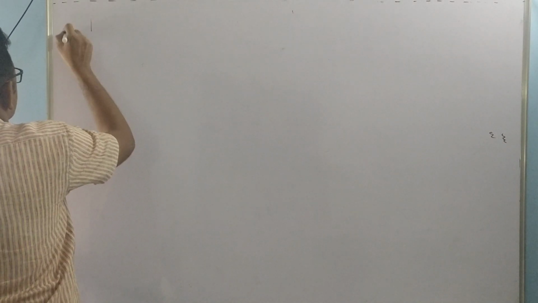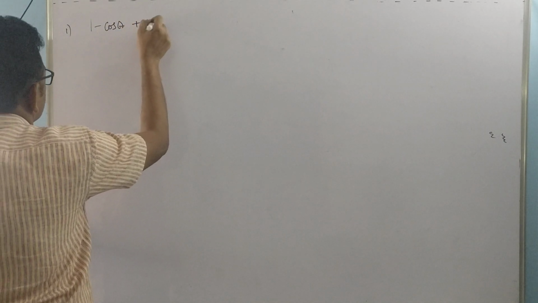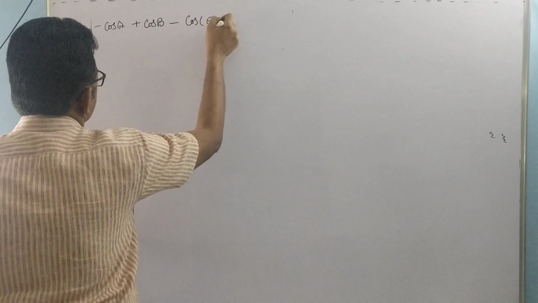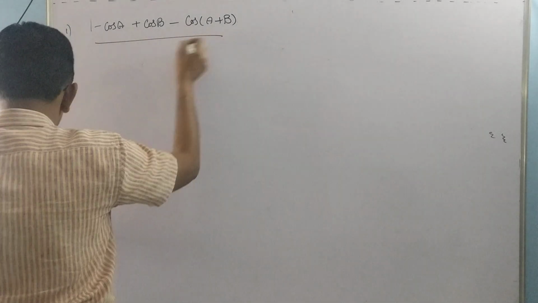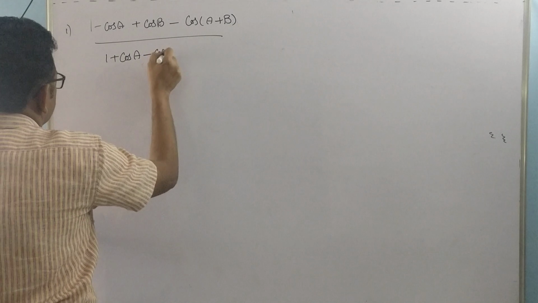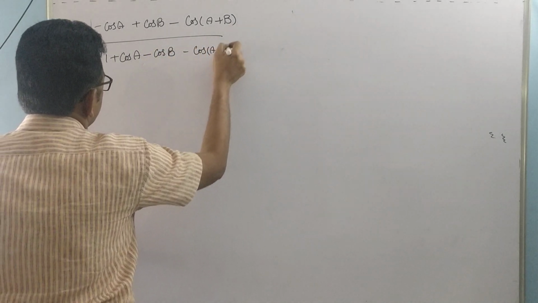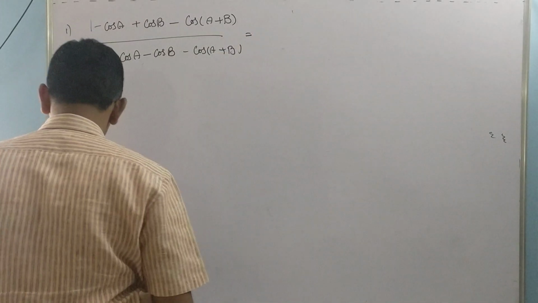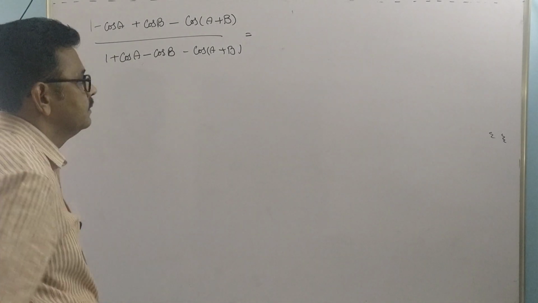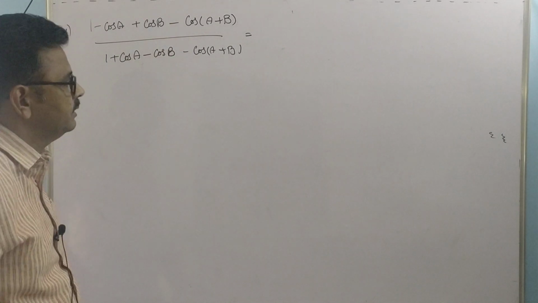The value of (1 − cos A + cos B − cos(A + B)) / (1 + cos A − cos B − cos(A + B)) is equal to what? In terms of tan and cot, this is the value.